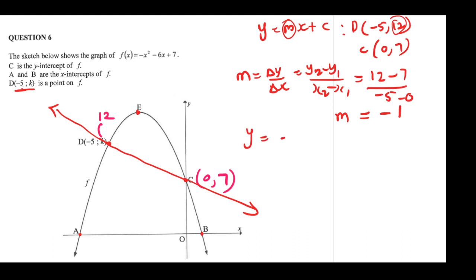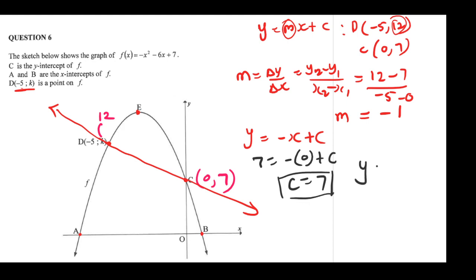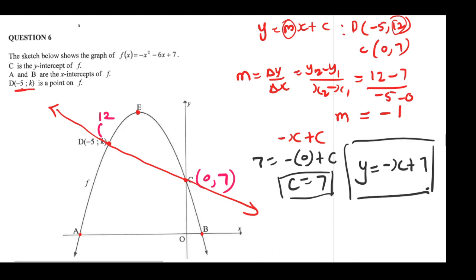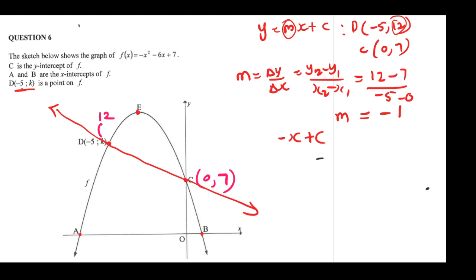Then I'm going to say y equals minus x plus c, and I'm going to use any point, 0 and 7, to find the value of c. I'm just going to substitute that into the equation. So 7 equals minus 0 plus c. So c is equal to 7. The equation of the straight line is y equals minus x plus 7. So now we're done with this one. Let's do the next following question.